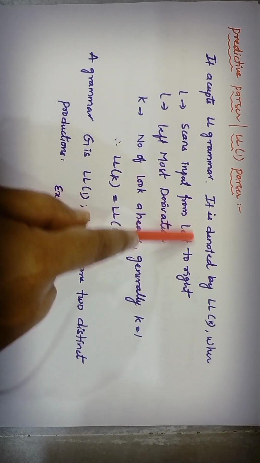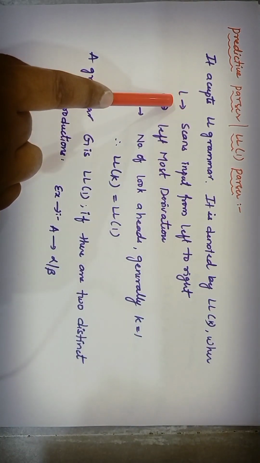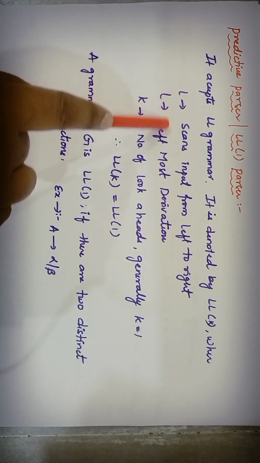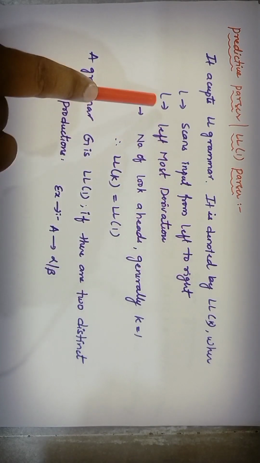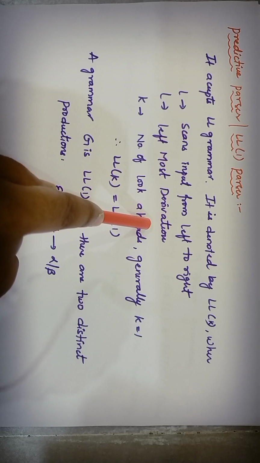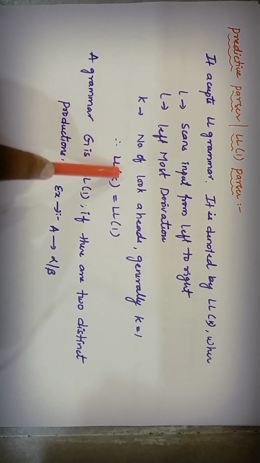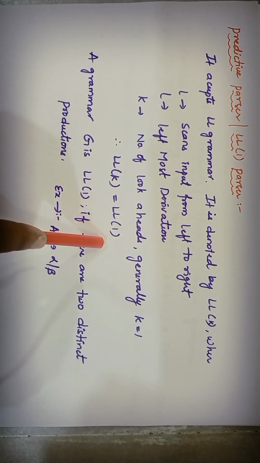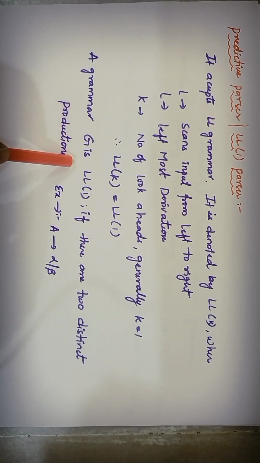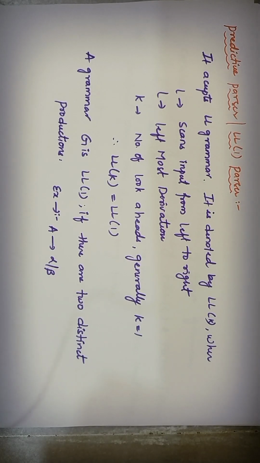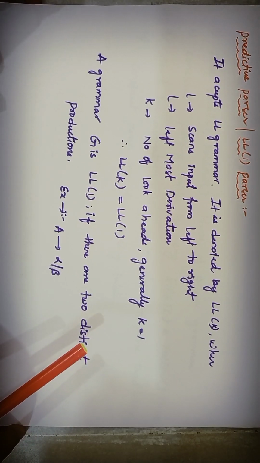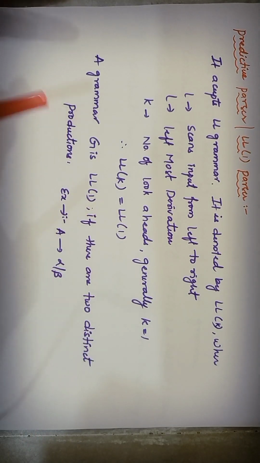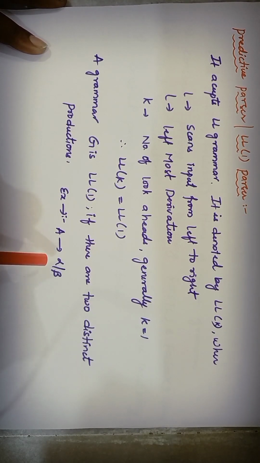This is denoted by LL of K, where the first L stands for scanning input from left to right, and the second L stands for leftmost derivation. And K is the number of look aheads. Generally K equals 1, then LL of K equals LL of 1. A grammar G is LL of 1 if there are two distinct productions. So to construct the LL1 parser, the grammar should be LL1. LL1 means for every non-terminal we have two distinct productions.